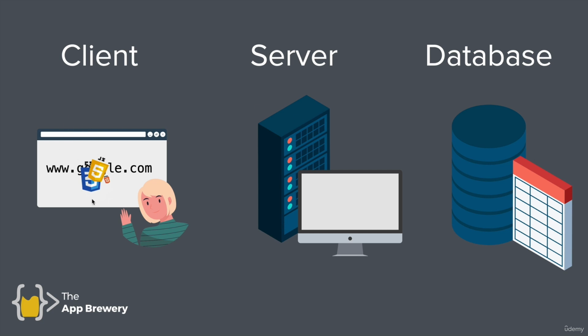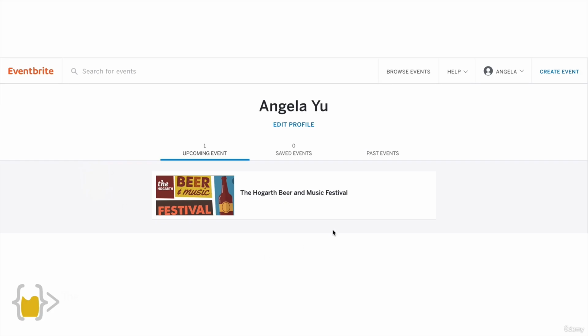Now, if you're a website that has a lot of user data or different types of data that could be requested by a user, then usually you'll have a database. So when the client requests, for example, to see all the tickets they have on Eventbrite, the page that they're viewing is the front end, the client side. But in order to render all the tickets they have, the client makes the request to the server and the server fetches the data from the database.